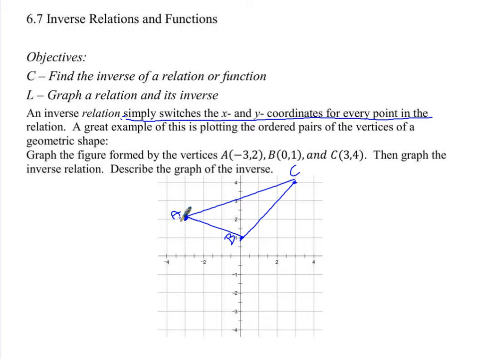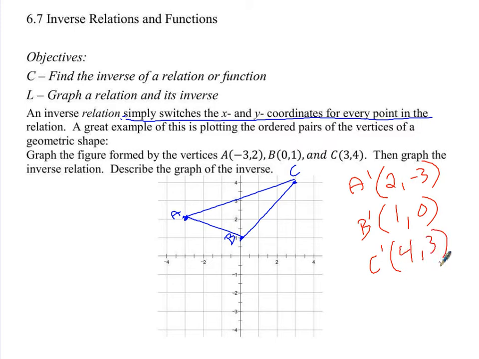When you do geometric transformations and you're using original points and then some sort of transformed point, we use the label prime. So we need to figure out what A prime is going to be. To do the inverse relation, we swap the x and the y coordinates. So for point A, we trade the x and y, and we get A prime, which is 2, -3. So then B prime is what? 1, 0, and C prime is what? 4, 3.